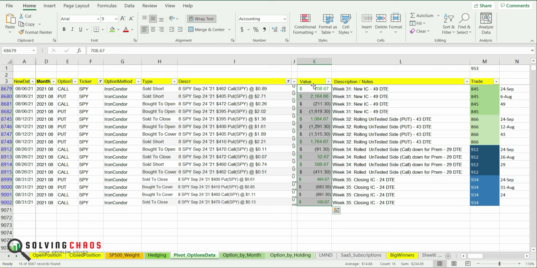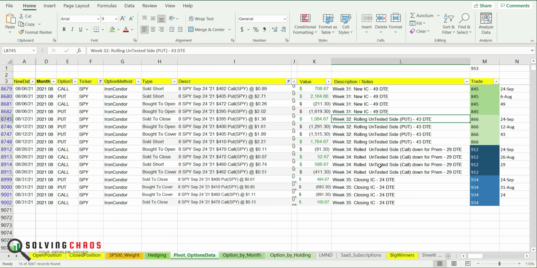I underperformed, but you can also see why. If I rolled the untested side twice and even did nothing on the call side, I would have done better. So this is a trade that really didn't work out, and I moved this one way too far. I think I moved it $10 closer, and it was too close to being tested, because when I closed it, it was a 460, and the market was at like 453 with 24 days left.